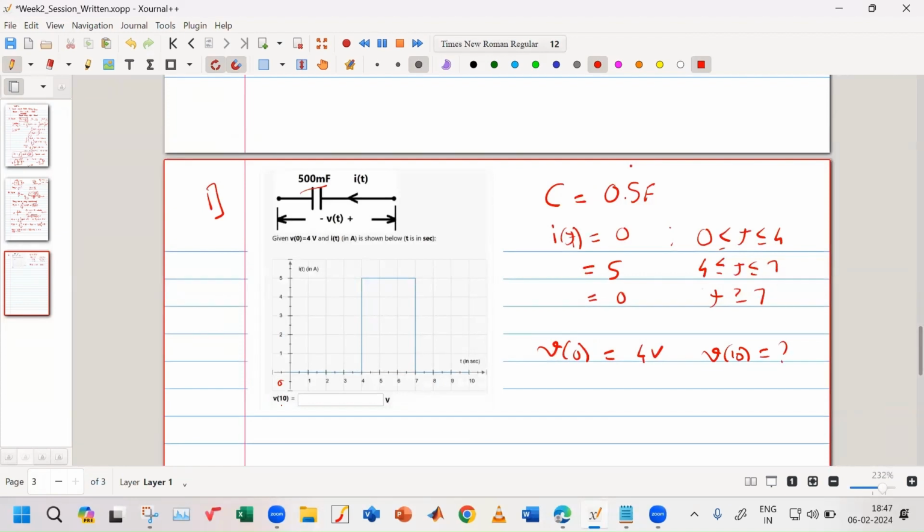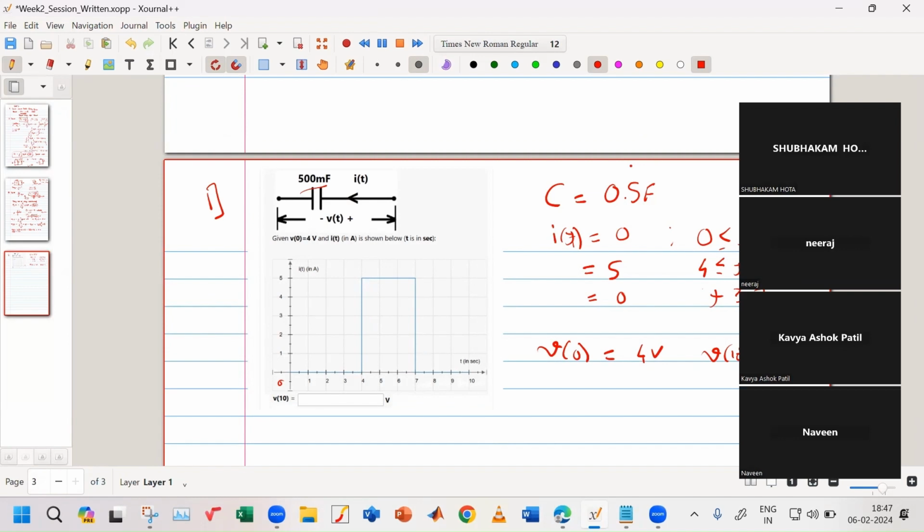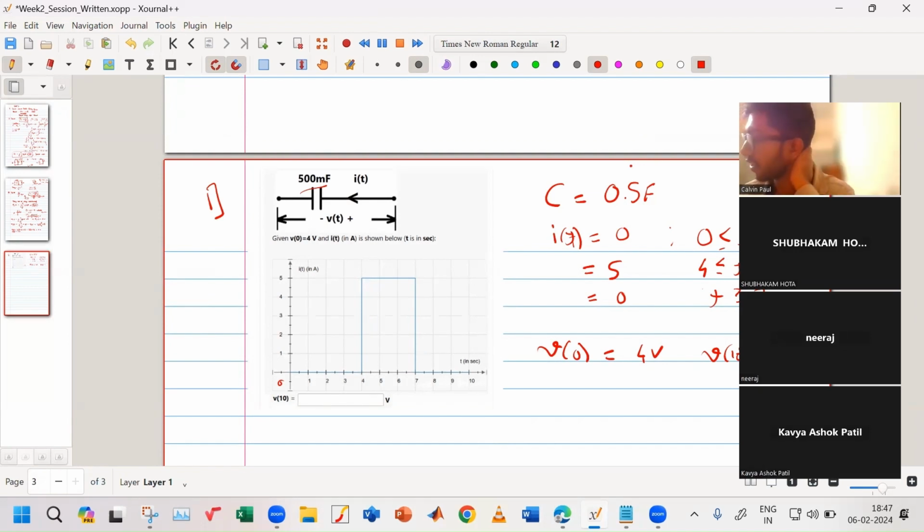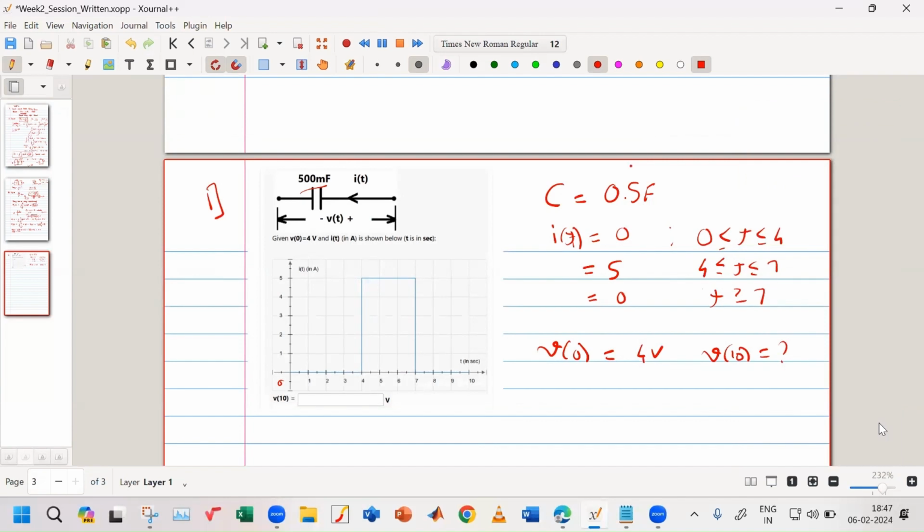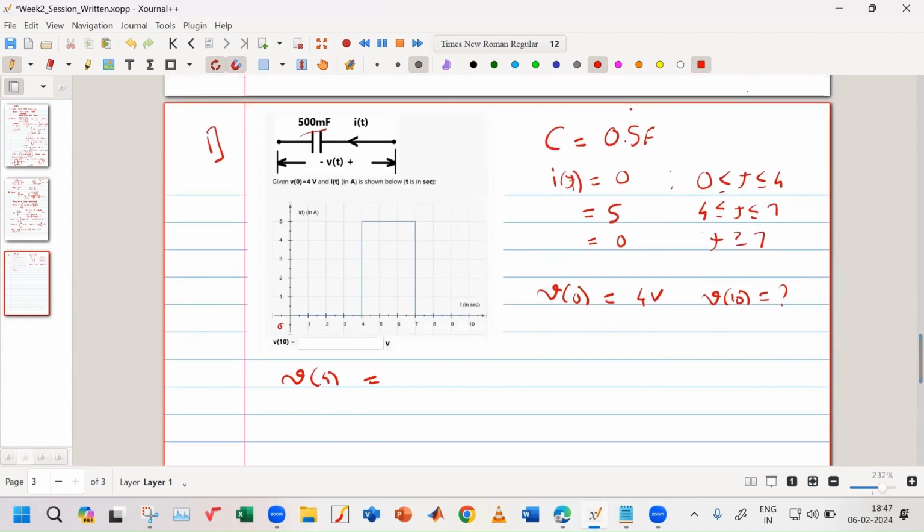So how will we do it? Let me ask, Kavya, how will you find out? Sir, first find from 0 to 4 seconds, then I will find 4 to 7. So first I will go from 0 to 4. V of 4 is how much? Sir, V of 4 equals 4 volt. Why? Initially the capacitor is charged to 4 volt.